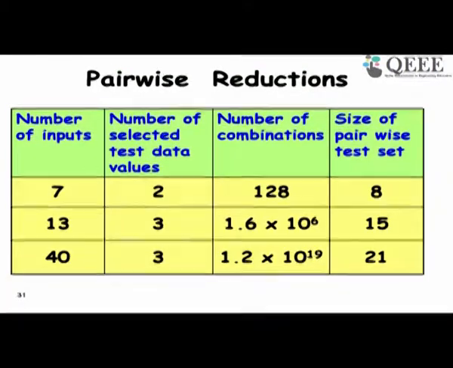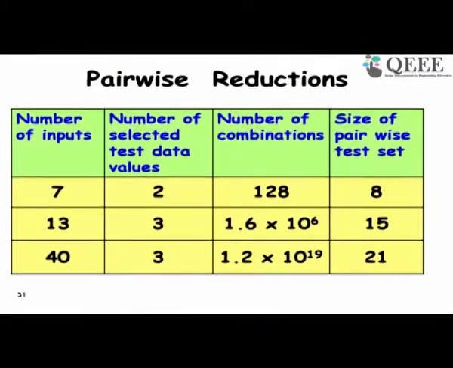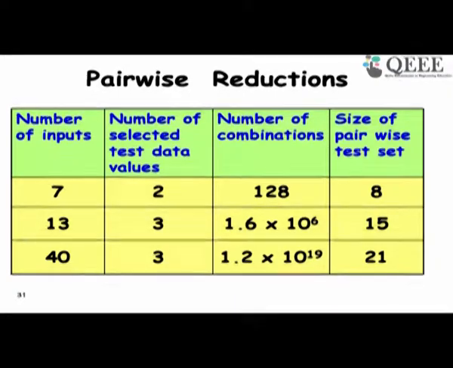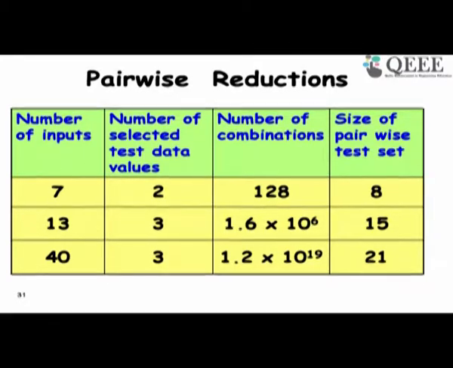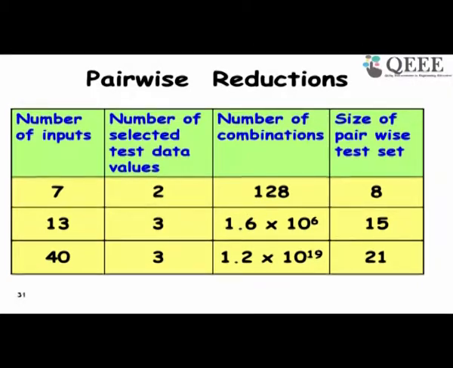So the first thing that we'll see is the dramatic reductions that may be possible. Now let us assume that the number of inputs is 7 and each one can take 2 values. So each input is either true or false, or 1 and 0. So what is the number of combinations of the input values? That is 2 to the power 7, 128.